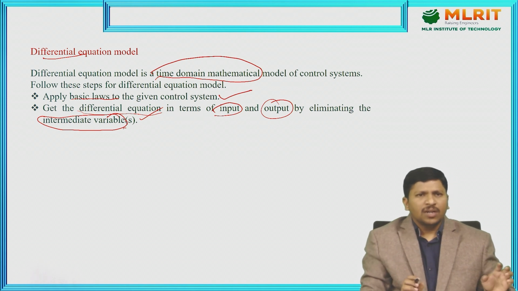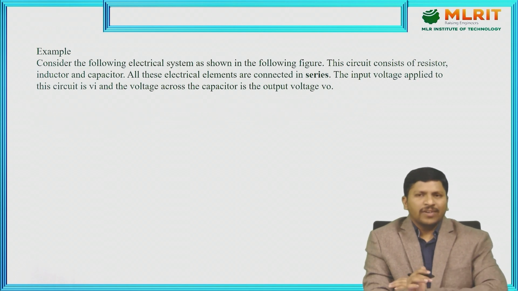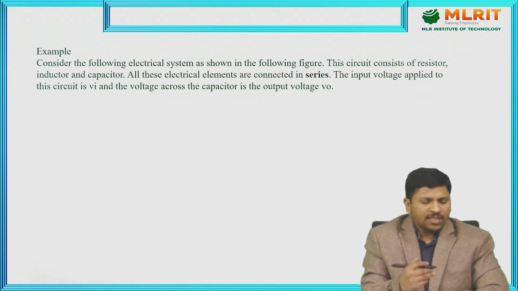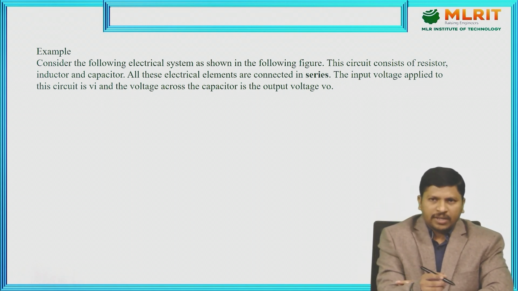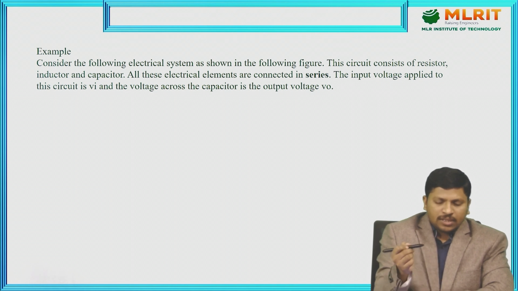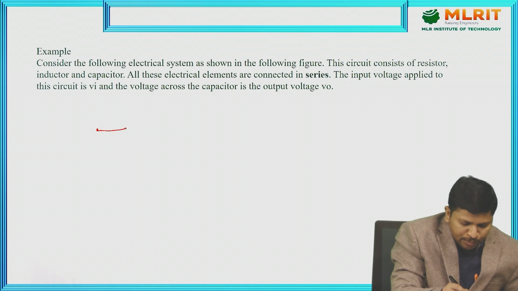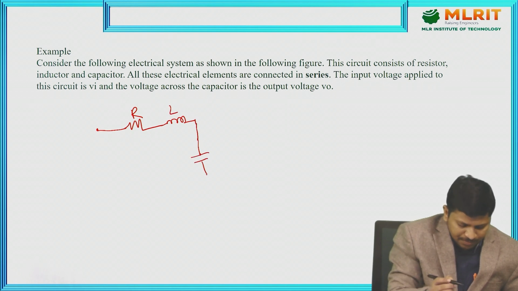Next, coming to some examples of the differential equation model, I am going to consider one example. Consider an electrical system. I am going to draw the electrical system as shown here. Observe the figure. I am going to apply my input signal. This is the resistor, here the inductor, and this is the capacitor.